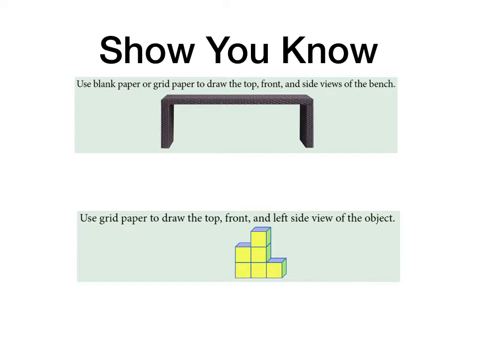So what I'd like you to do now is to take a moment, pause the video, and actually try to do this on your own. Use a blank paper or grid paper to draw the top, front and side view of the bench. And then after you've done that, use the grid paper to draw the top, front and side view of the object. And they've already color coded it for you. So pause the video and try to do those on your own. And when we come back to the video, it will show you what your results should be.